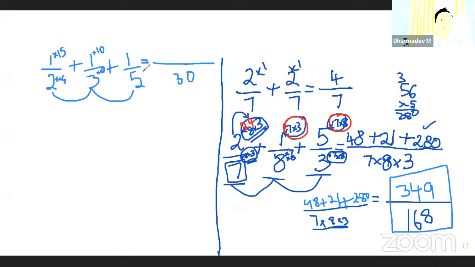5 times what is 30? 5 times 6 is 30. So multiply the same thing over here in the numerator. So 15 plus 10 plus 6. So that is 31. The answer is 31 over 30. You clear with that?